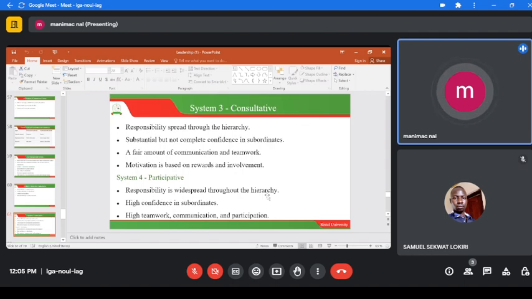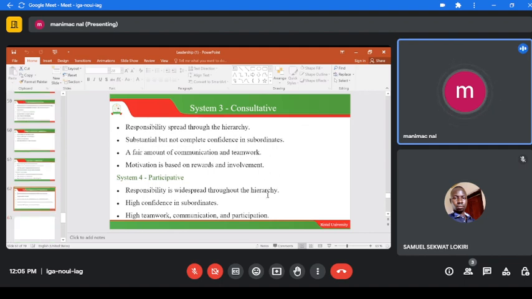System number four is participative. In participative, we expect that responsibility is widely spread through the hierarchy, with high confidence in subordinates, which has to be given and seen, and also high teamwork, communication, and participation at this level.